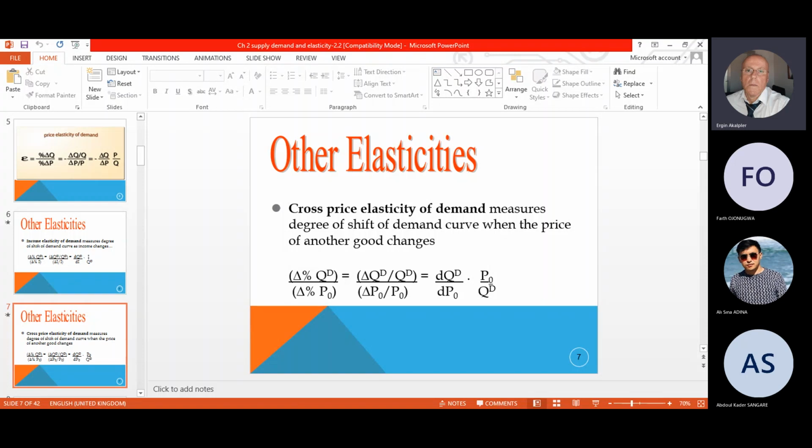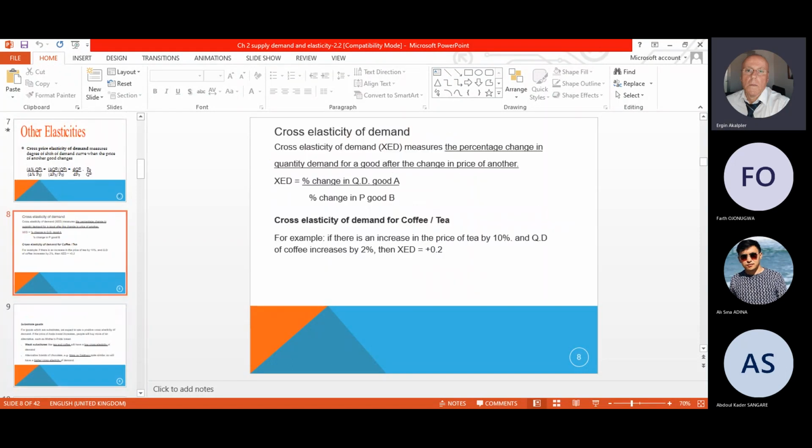Therefore, delta QD, the quantity of any X product, will be divided by the price of the other good. Delta QD over QD, divided by delta P over P0, which is the initial price, gives delta QD over delta P multiplied by P0 and QD, the initial price and quantity. The cross price elasticity of demand is then given here with an example and also with the definitions.